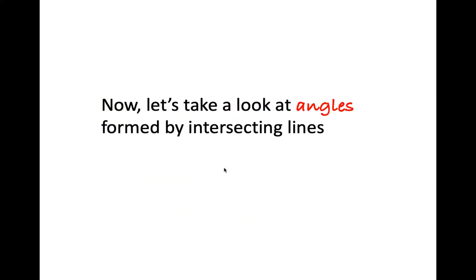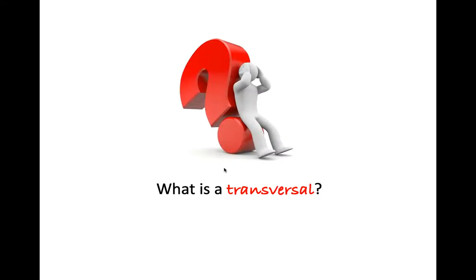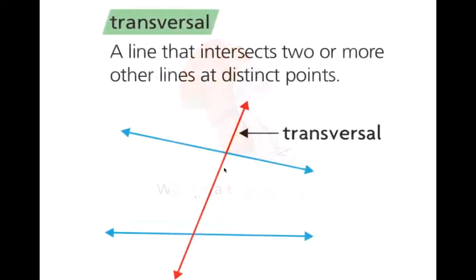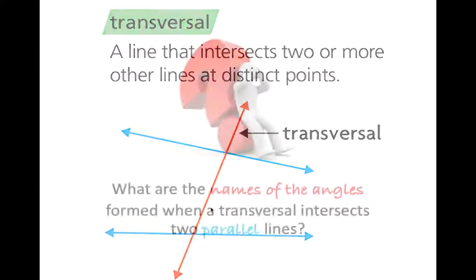Now we're going to take a look at the different names for angles that are formed by lines that are intersecting. First of all, we need to know what a transversal is. A transversal is a line, you can see it in red, that crosses two or more other lines at distinct points. And what this transversal does is it makes an intersection right here with four different angles and another one down here with four more angles. So we have a transversal.